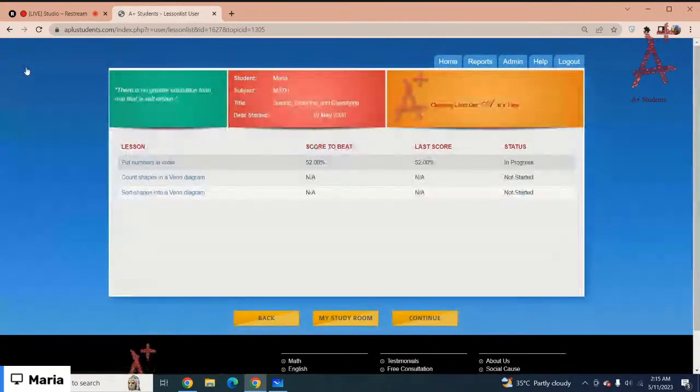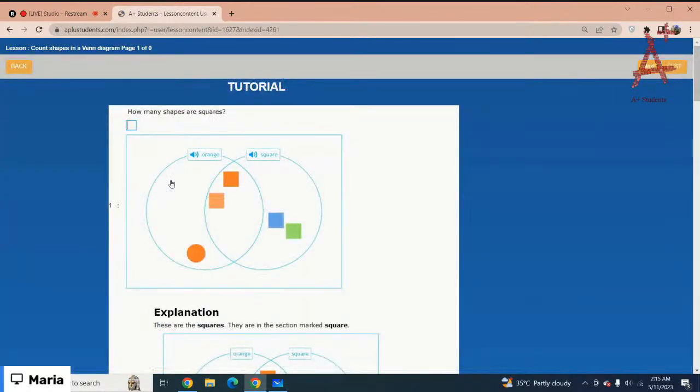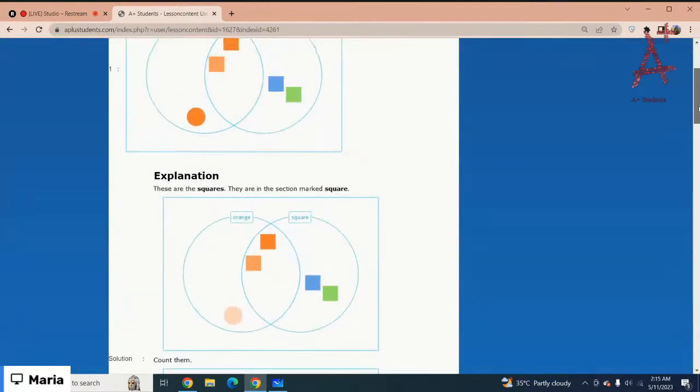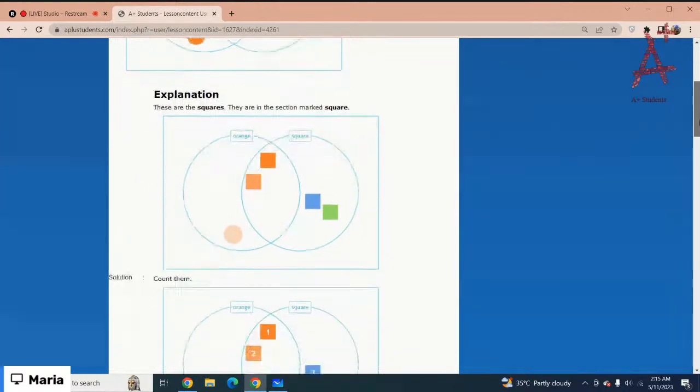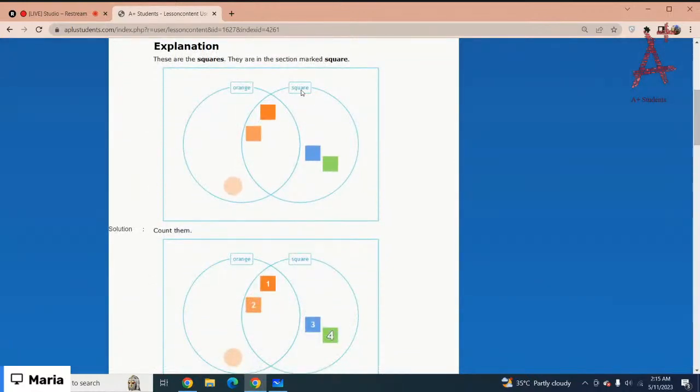Okay, the next one is count shapes in a Venn diagram. Let's just start with the next lesson. Okay, how many shapes are squares? You have to calculate the shapes that are squares. You can see the Venn diagram. Here you have two circles. One of them is named orange and the second one is square.